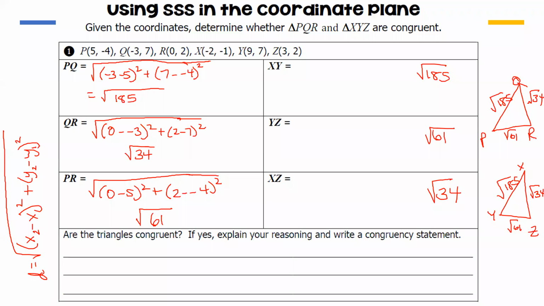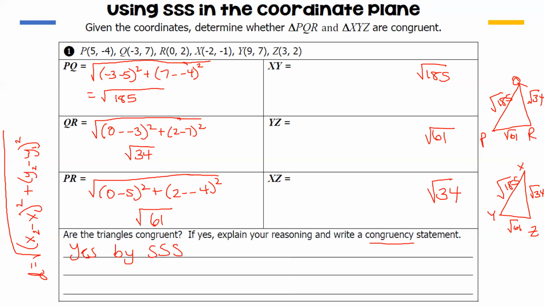So after doing your distance formula 3 times for that triangle, you should get the square root of 185 as the length of xy. The square root of 61 is the length of yz, and the square root of 34 is the length of xz. Notice I drew some triangles over here, and I matched up those lengths. Square root of 185 equals the square root of 185. The square root of 61 and the square root of 61, the square root of 34 and the square root of 34. So are these triangles congruent? Yes, they are. By side, side, side.